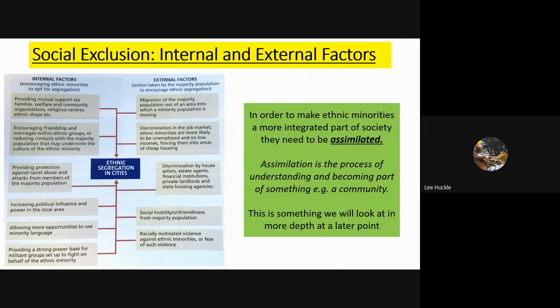And then we'd have brought this all into something called assimilation. In order to make ethnic minorities a more integrated part of society, they need to be assimilated. So assimilation is the process of understanding and becoming part of something, usually a community. And there's more to it than that. And that's what we would have looked at a later date in more depth. So that's for a future lesson.